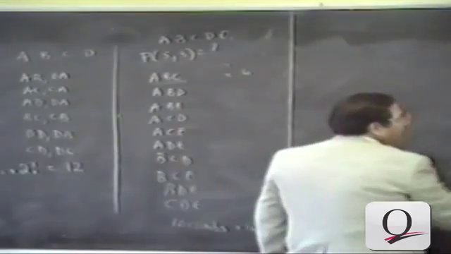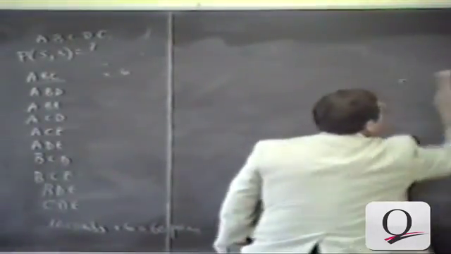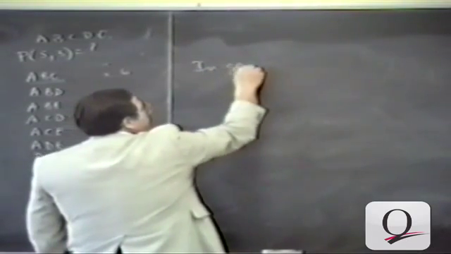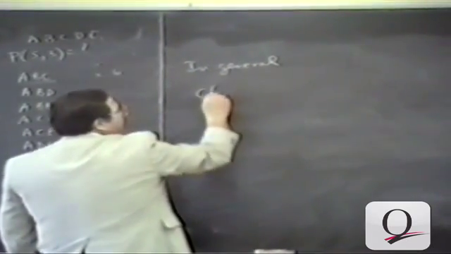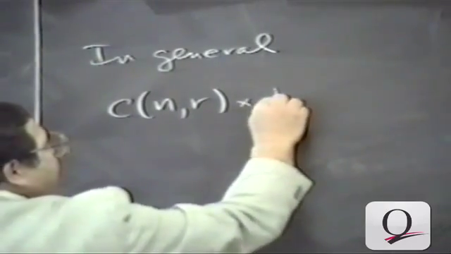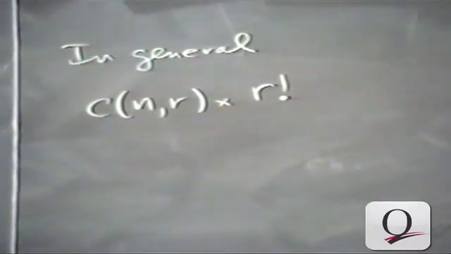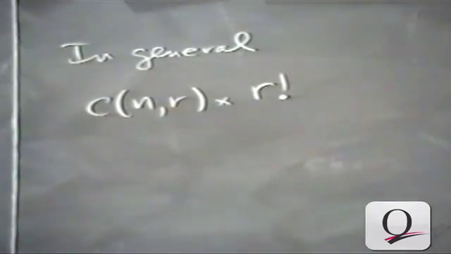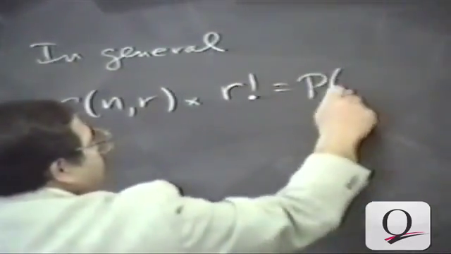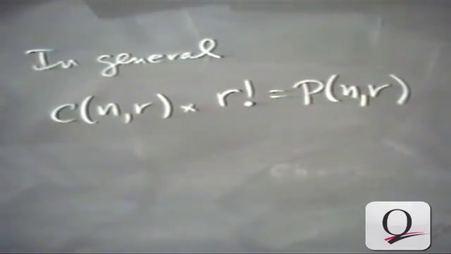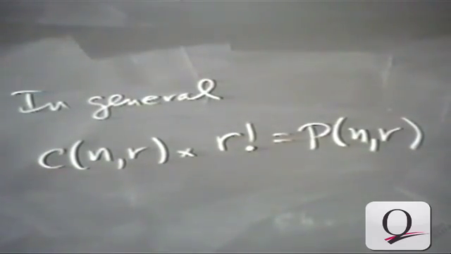To get the number of permutations, which I'm assuming for the moment I don't have a formula for, I would start out with listing my combinations, which also I don't have a formula for right now. Multiply it by r factorial, because for each of the r elements I have this many permutations, and that would give me the number of permutations. But the truth is I do know the formula for PNR.